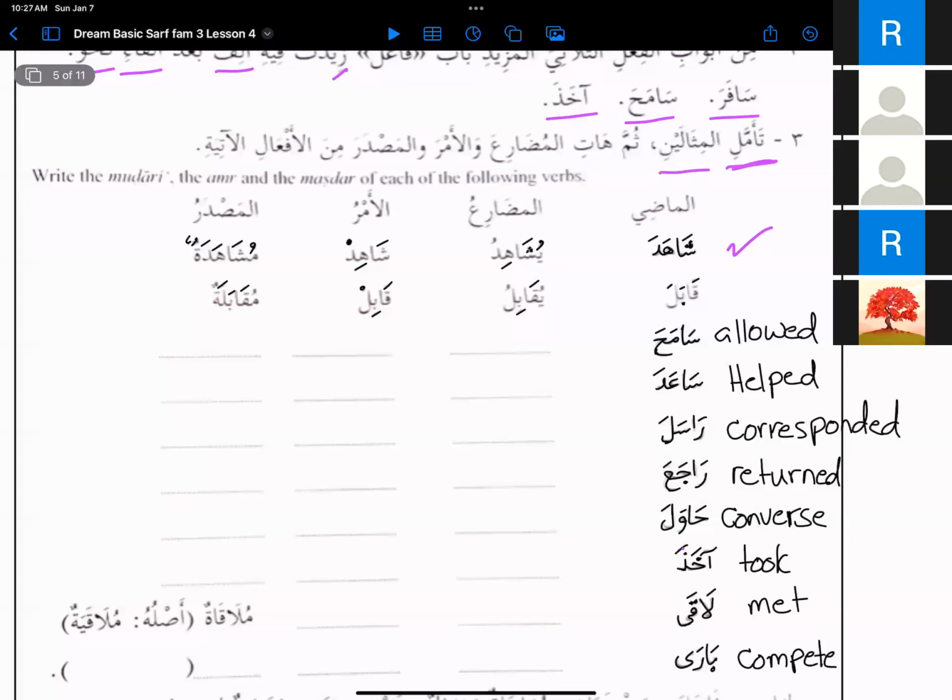Laqa, laqiya. The family one would be laqiya. Yeah, laqiya ghulaman, right? He met a ghulam over there, a young man. So laqa in this family also means meet. Then bara, bara means to compete.